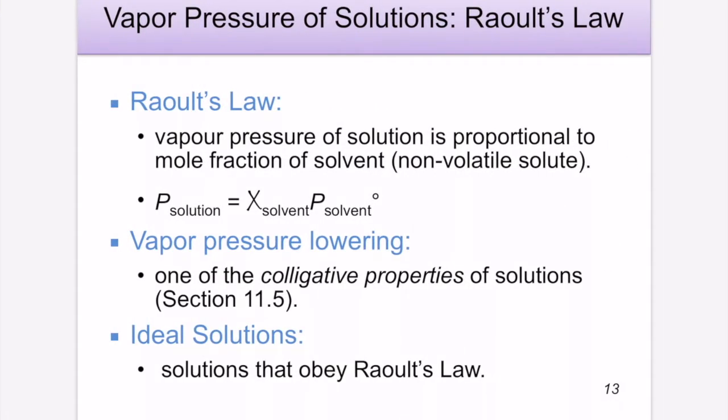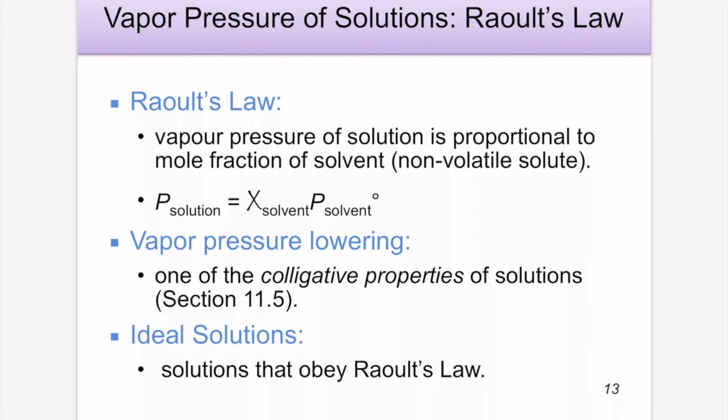So if we wanted to actually calculate the vapor pressure of a solution, we'd use what's called Raoult's law. And what it states is that the vapor pressure of a solution is proportional to the mole fraction of the solvent. And we'll talk a little bit later on the next slide about what mole fraction is. And we're also going to be talking, at least in this section until we get to 11.4, about a non-volatile solute. So a solute that does not evaporate, something like sodium chloride.